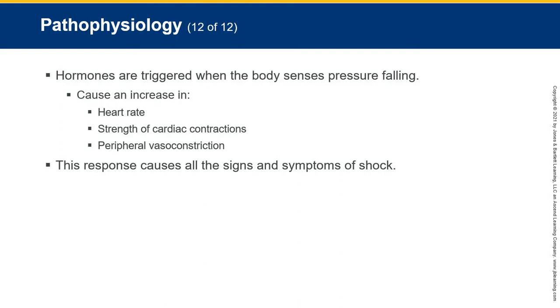And then it's going to increase peripheral vasoconstriction. Your peripheral arteries are going to constrict so that there's more pressure in those tubes and pipes. Your heart's going to pump harder so that it can increase the output, and then your heart rate's going to go up, just like what we just talked about with cardiac output, stroke volume times heart rate. This response from all these hormones and the things that are happening is what causes the signs and symptoms of shock.